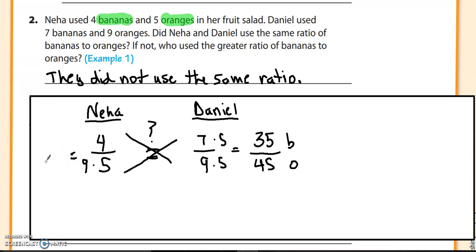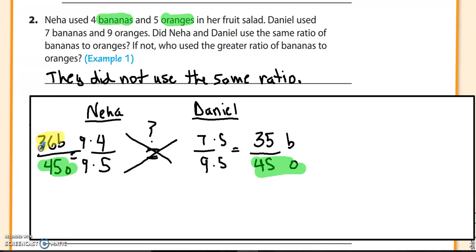If you do 9 times 5, you would get 45, and that's going to be oranges. And notice now that the oranges are the same. I'll go ahead and highlight that. This would be 45 oranges for Nihal and 45 oranges for Daniel. I'm not done though, because I didn't multiply my numerator yet by 9, and I would get 36 bananas. And so here's the answer really.